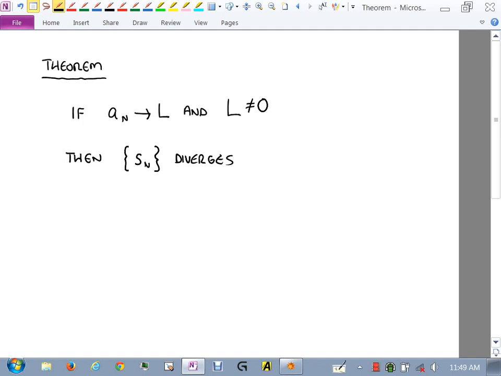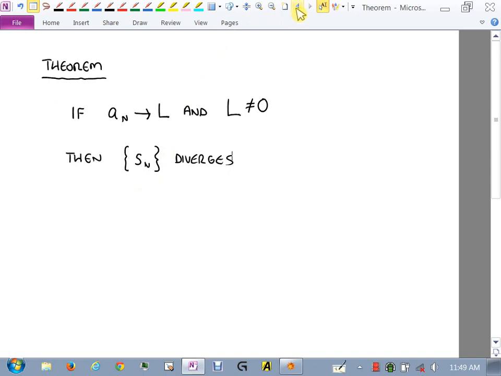So this is what we were just talking about. If your sequence heads to a number, L, it means when I take the limit, it goes to a number L, and that L is not 0, then the series diverges. The series must diverge.